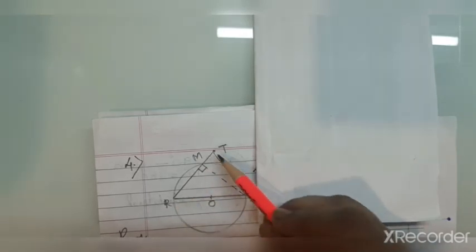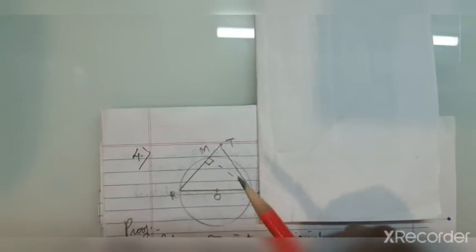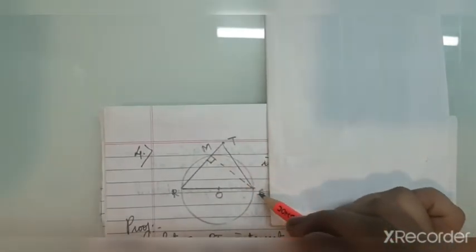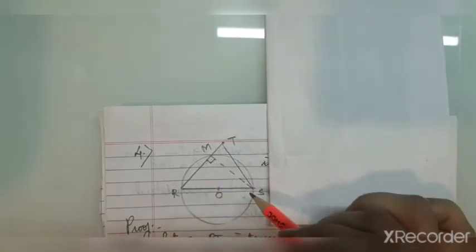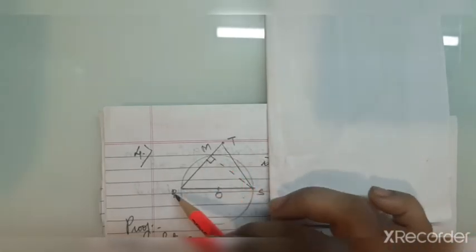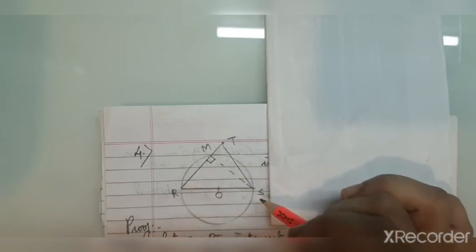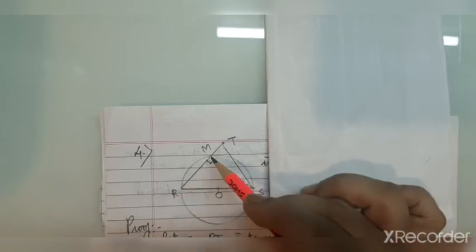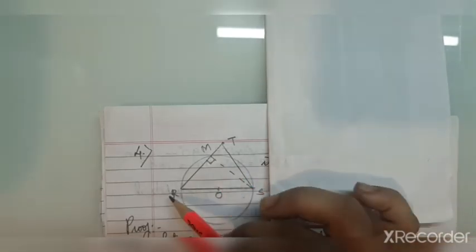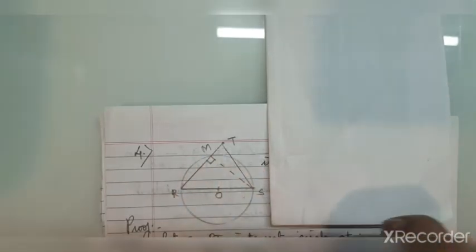Therefore, we will draw this RTS. Now, when we are drawing this, RT intersects the circle at a point. We will take it as M. Okay. And we will draw a perpendicular, that is SM. This SM we will draw. Now, this SM will form this angle RMS. Okay. And RMS angle will be 90 degree because it is the angle which is in the semicircle.